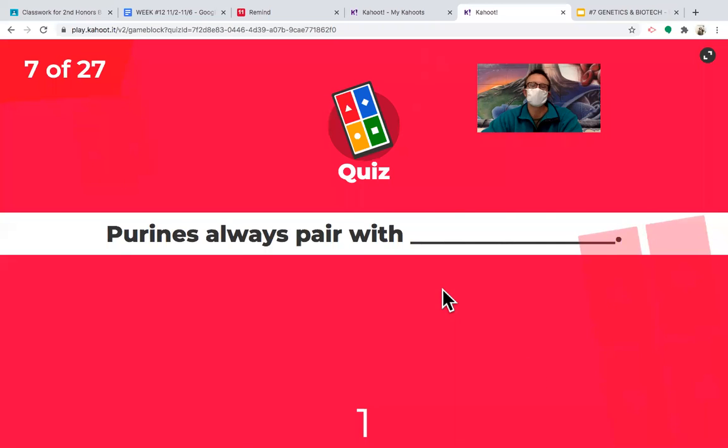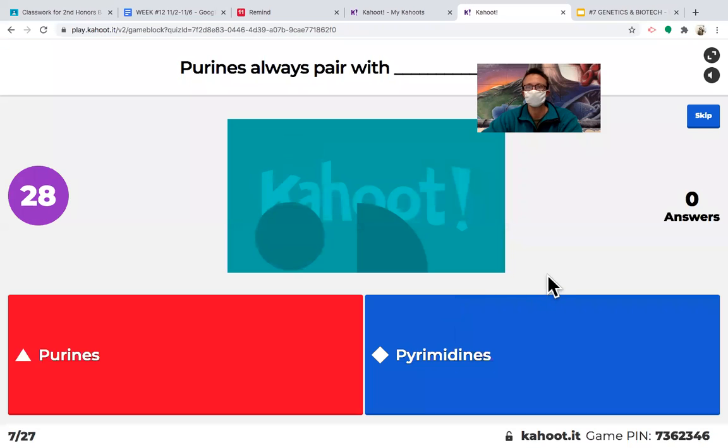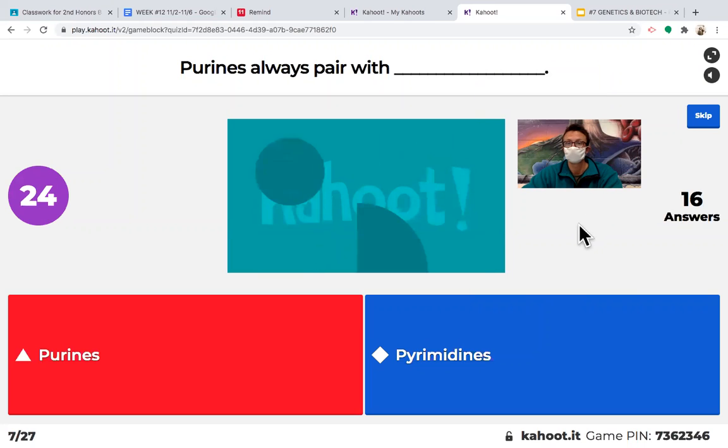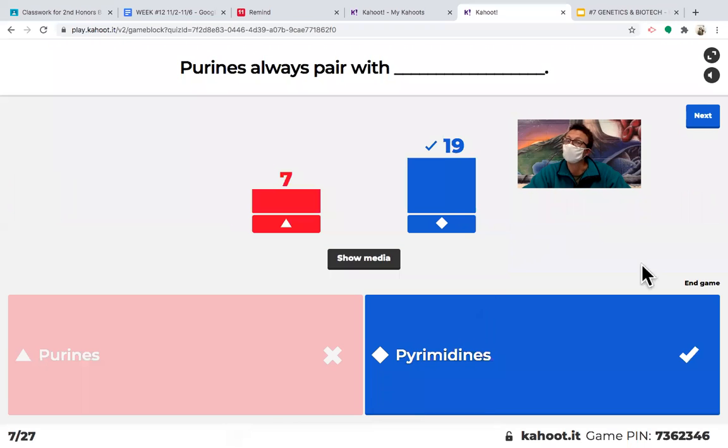Purines always pair with what? This is important because this keeps the width of the DNA molecule consistent throughout. Yeah, it would be the pyrimidines.